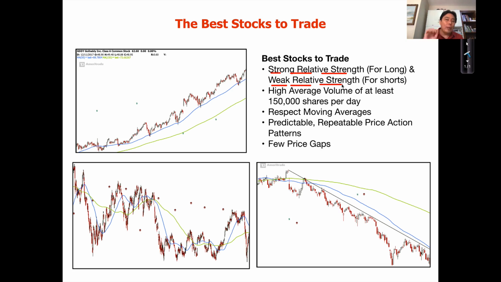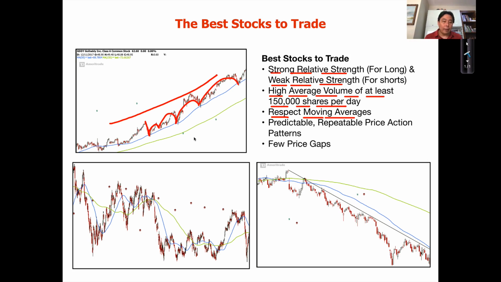Next thing, we only want to trade stocks with sufficient volume. We're looking for high average volume of at least 150,000 shares traded per day. And again, you can check the volume on FinViz or most other websites as well. But most importantly, we only trade stocks that respect their moving averages. Not all stocks do that. Like, notice this stock over here, it's respecting the moving average, right? Every time it goes to the moving average, it bounces off, bounces off, bounces off. So we call these stocks that are tradable.